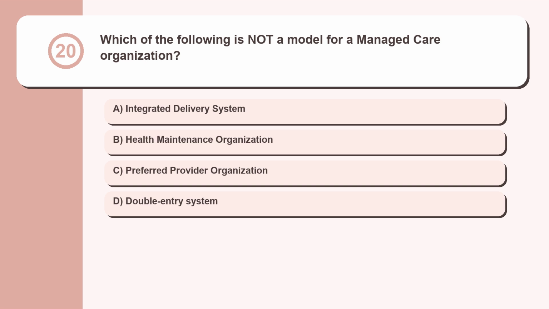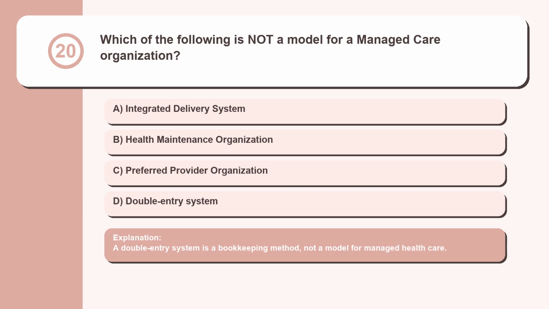Question 20. Which of the following is not a model for a managed care organization? Here are your options. Option A. Integrated delivery system. Option B. Health maintenance organization. Option C. Preferred provider organization. Option D. Double entry system. Explanation. A double entry system is a bookkeeping method, not a model for managed healthcare.